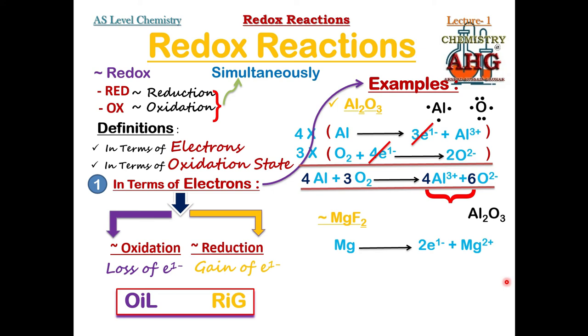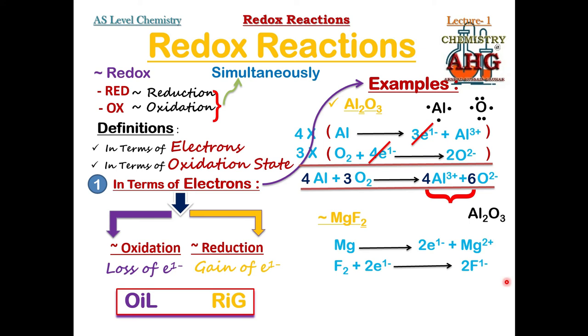Group 17 elements have 7 valence electrons. So how many electrons do they need to complete their outermost shell? Each atom needs 1 electron. So we can write down F2. Since we have 2 atoms, we need 2 electrons. One atom will gain 1 electron, and each atom will become a fluoride 1 negative ion, and we will get 2 moles of fluoride ion.